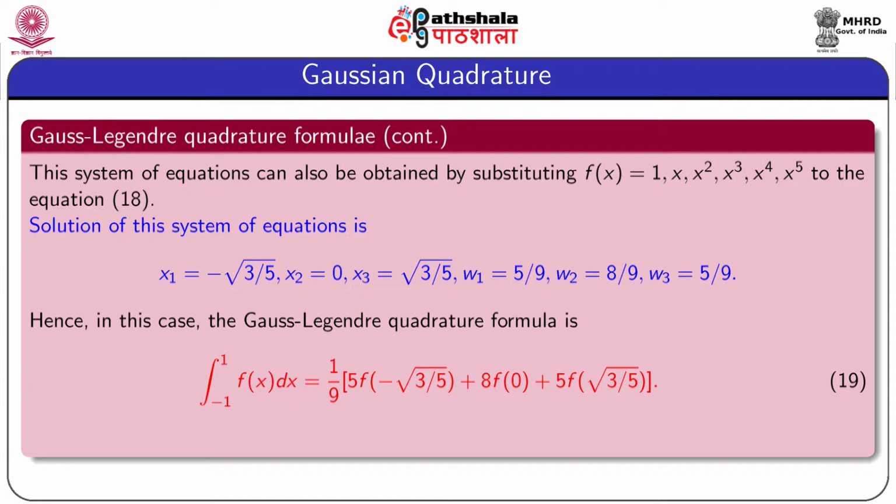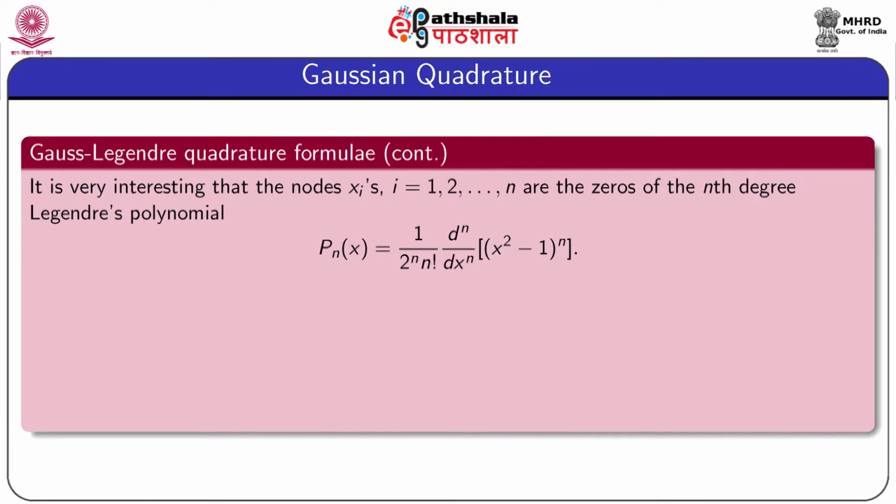So, using these values, we obtain equation 19. The formula given in equation number 19 is known as the 3-point Gauss-Legendre quadrature formula, and this formula gives exact results for polynomials whose degree is up to 2n minus 1, that means 6 minus 1, that means up to degree 5.